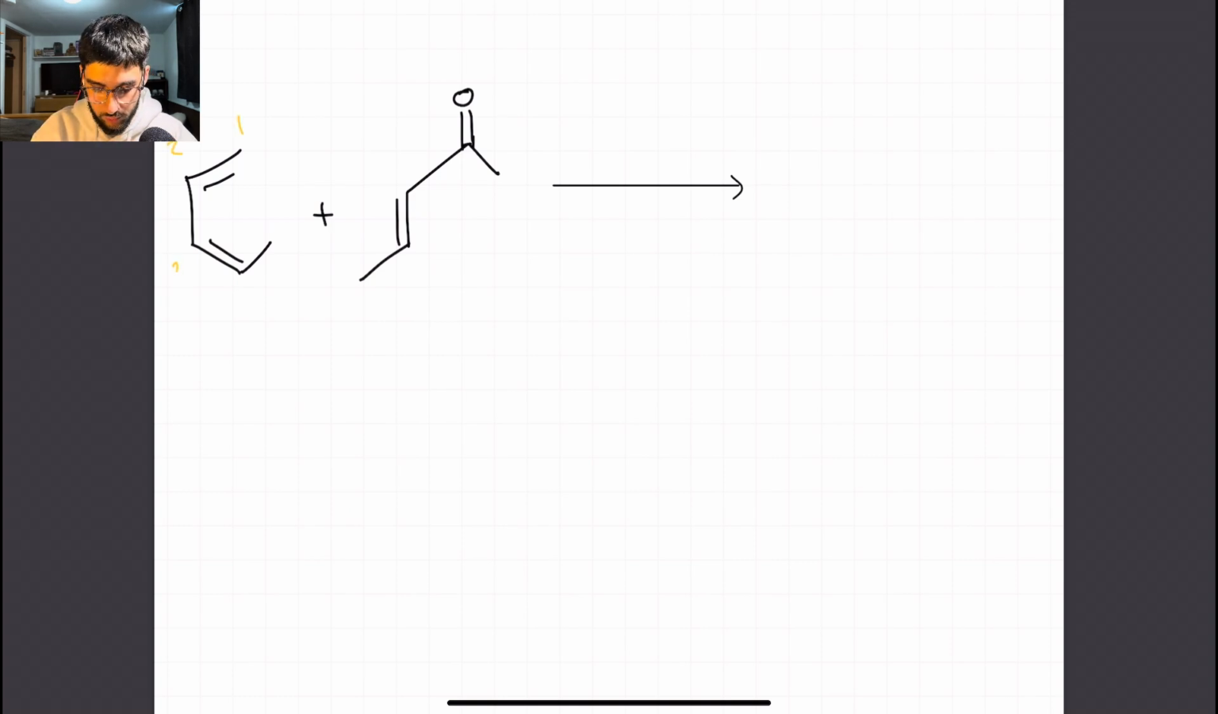So 1, 2, 3, 4, 5, and 6. And again, we're not counting this carbon, this carbon, this carbon, or this carbon, because they're not directly touching double bonds. Alright, so because we have 6 carbons that are directly touching the double bonds, we're going to go in and draw our 6-membered ring. And we'll actually go ahead and number this as well. 5 and 6.